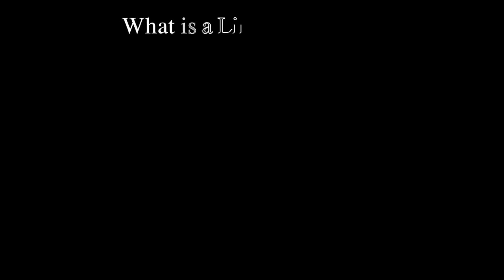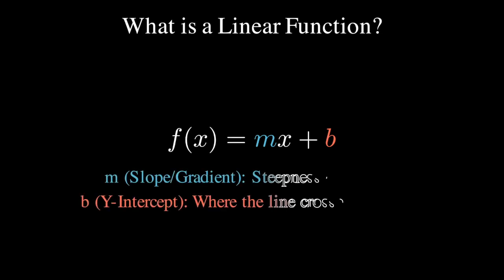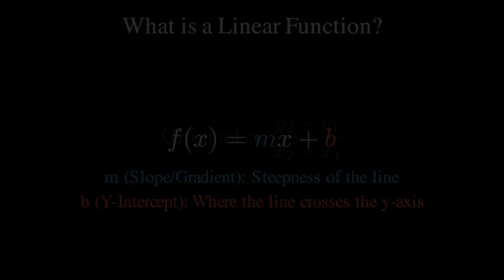First, what is a linear function? A linear function is normally shown as f of x equals mx plus b, where for every input of x, there is an output of y. It's like a factory. You input any value of x, and it will give you a value of y. In this equation, m is the slope or gradient, and b is the y-intercept of the line.